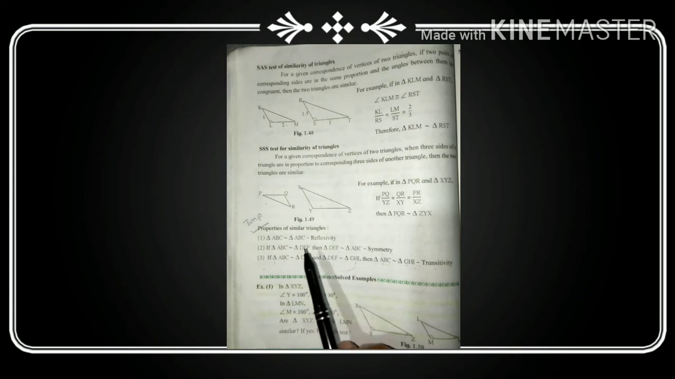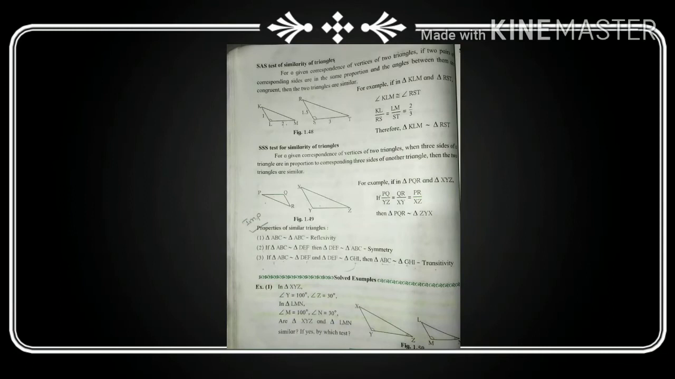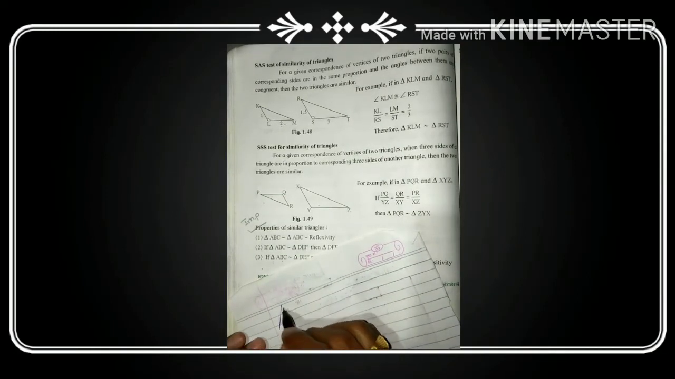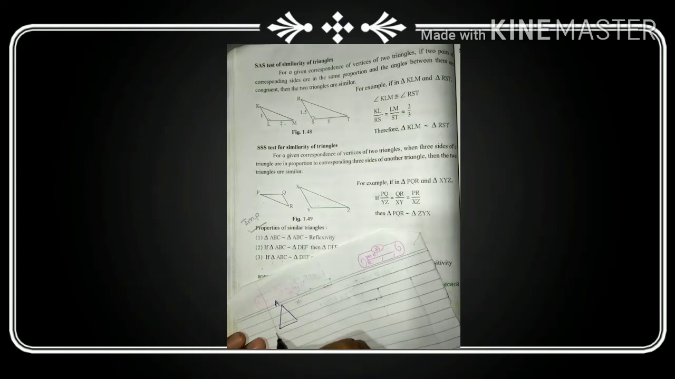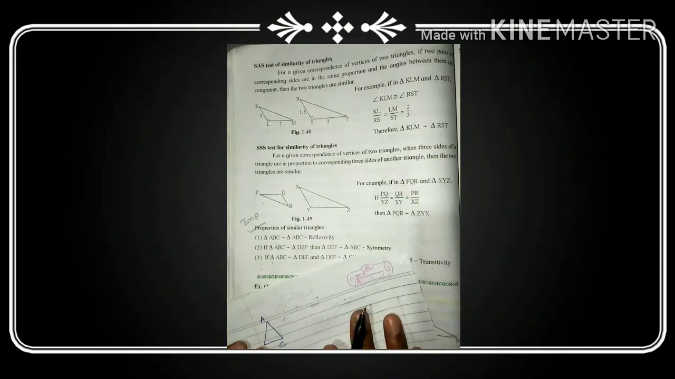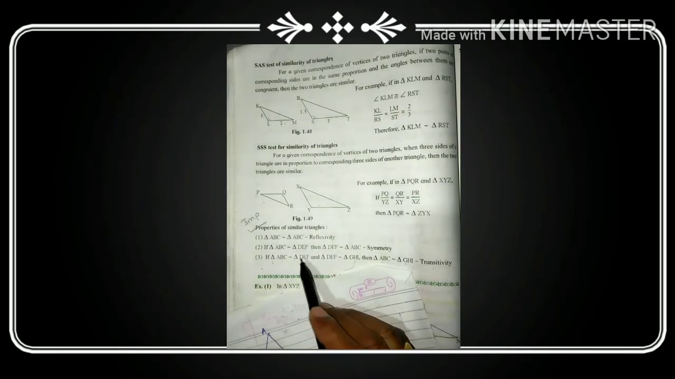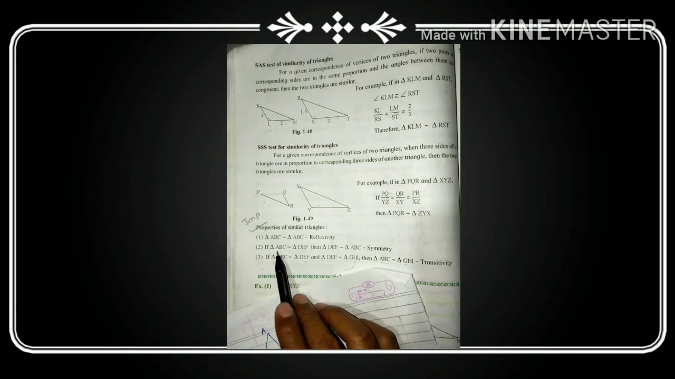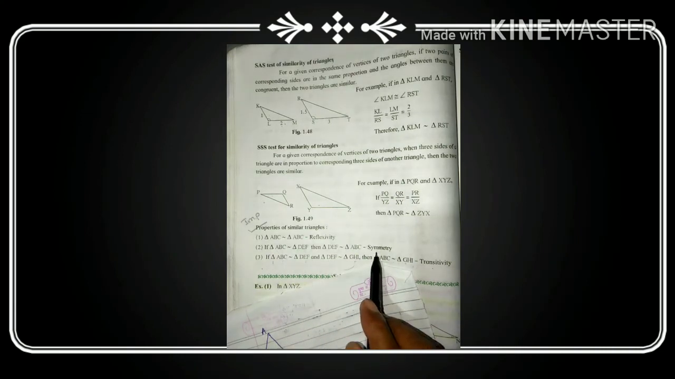So the next point, properties of similar triangles. The first property is that triangle ABC is similar to triangle ABC, meaning what? Actually, each and every triangle is similar to itself. This is also triangle ABC, and this triangle is similar to this, meaning each and every triangle is similar to itself. Then, if triangle ABC is similar to triangle DEF, then DEF is again similar to triangle ABC, and it is also known as symmetry.